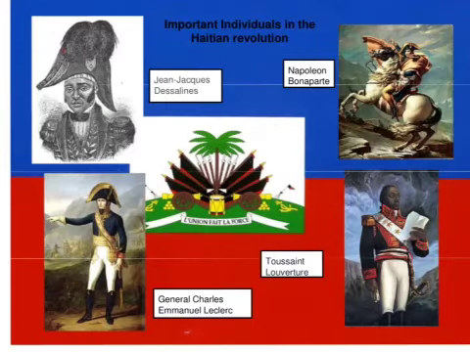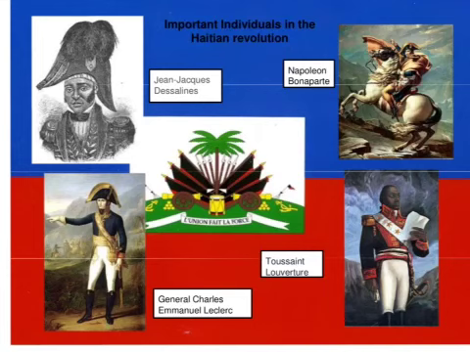Jean-Jacques Dessalines was the leader of the Haitian Revolution and the first ruler of the independent Haiti under the Constitution. Initially regarded as Governor General, Dessalines later named himself Emperor Jacques I of Haiti. He is regarded as the founding father of Haiti.